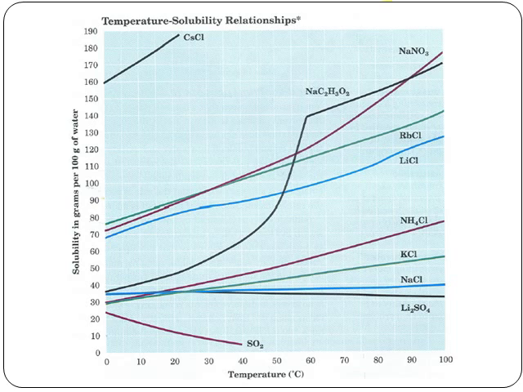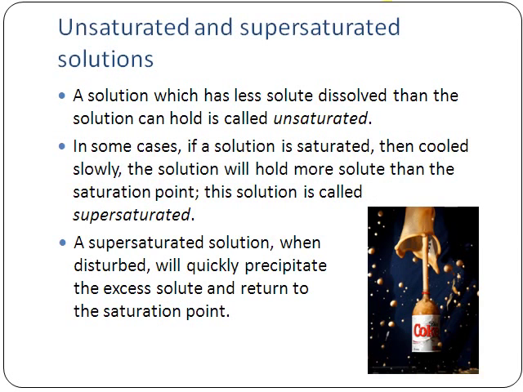we've talked about saturated solutions, but there are a couple other types that we need to deal with here. First one, a solution which has less solute dissolved than the solution can hold is called an unsaturated solution. So, if a solution has as much solute as it possibly can, it's saturated. But let's suppose it has less.